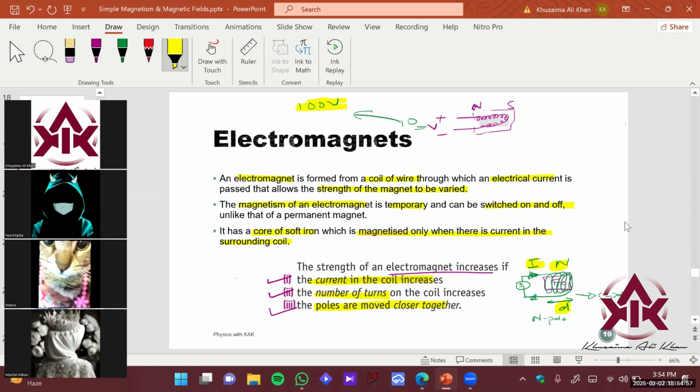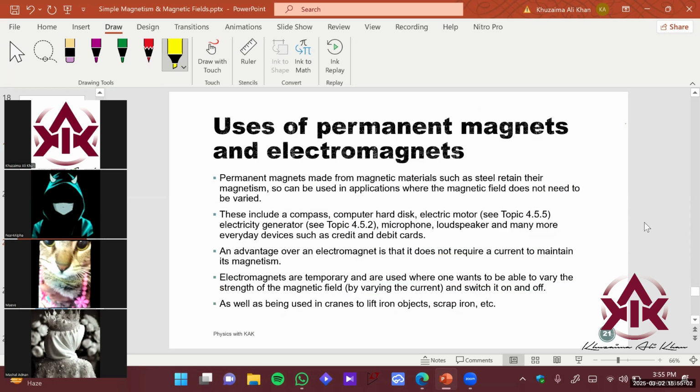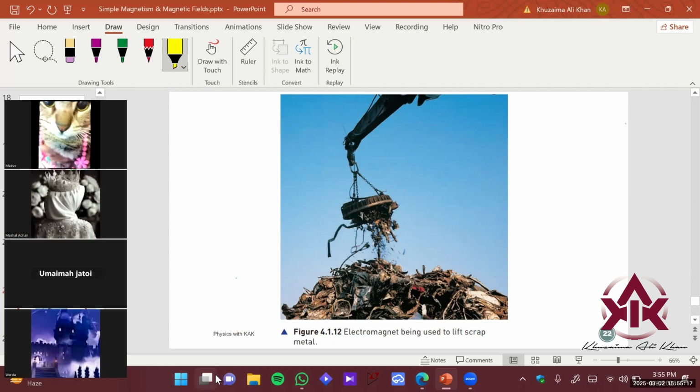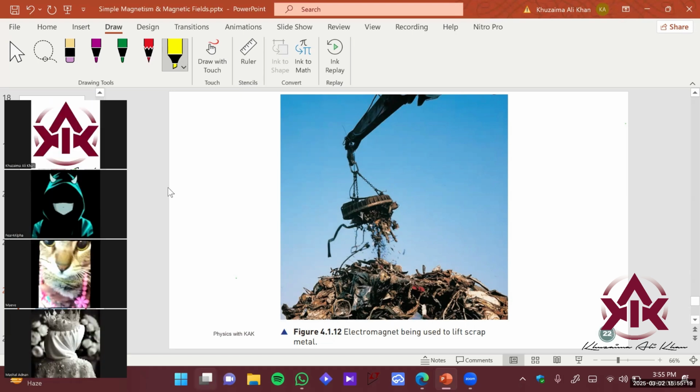Has anyone seen this before in a live movie? What about this? Those who have seen this in movies or real life, give me a thumbs up. Mashal has seen this. Maeve has seen this. Mama, Varda. Okay, so I believe everyone has seen this, right? So what is happening over here?